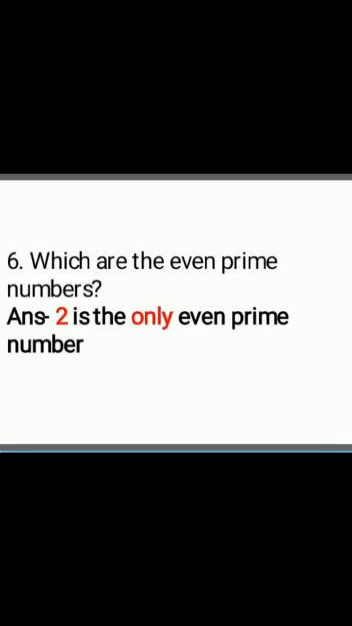The last question of practice set 10: Which are the even prime numbers? The answer is 2 is the only even prime number.